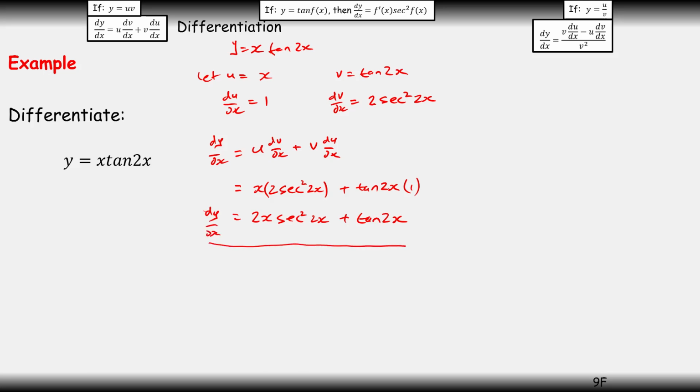Job done. Hit pause. Copy the example down. When you're ready, hit play. And we shall move on.